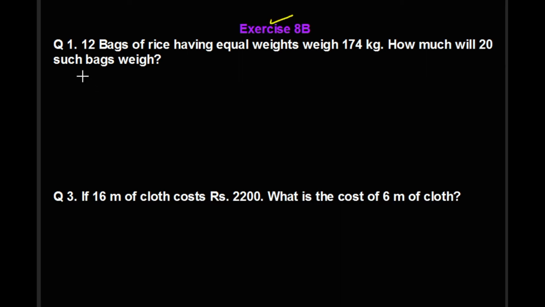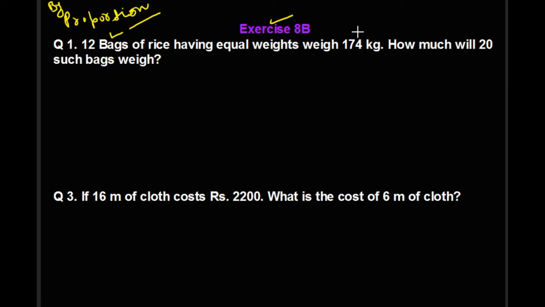Here your first question in exercise 8B is: 12 bags of rice having equal weights weigh 174 kg. How much will 20 such bags weigh? We will solve these by the proportion method, as you have done in the previous video on ratio and proportion.